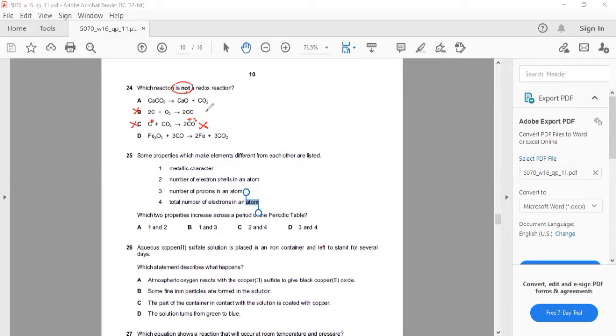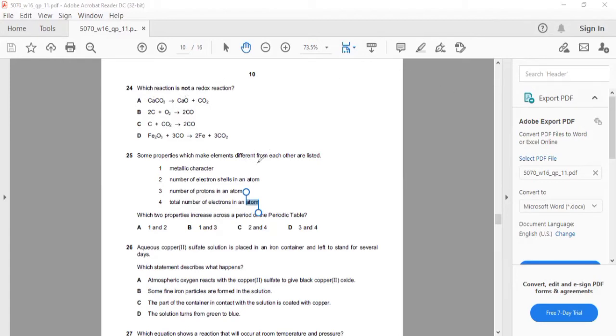So A is the answer because calcium is plus 2 and calcium is plus 2. So no change in the oxidation state. Obviously, no change in oxygen also, and no change in carbon also. This is iron 3 oxide, this is iron 0, so this is also wrong. Okay, A is the answer. Here also calcium plus 2, oxygen is minus 2. So A is the answer.